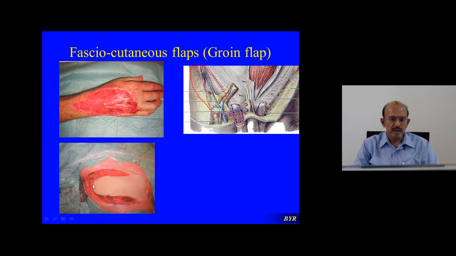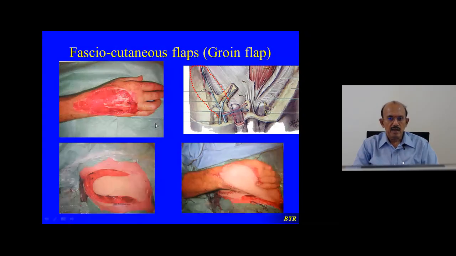So this flap is taken. The hand is brought here and placed here, and this flap is sutured to the skin here. So the skin is sutured in this place, and the hand will be immobilized for 3 weeks. The graft attaches there and it receives new blood supply from the donor, so from the recipient area.